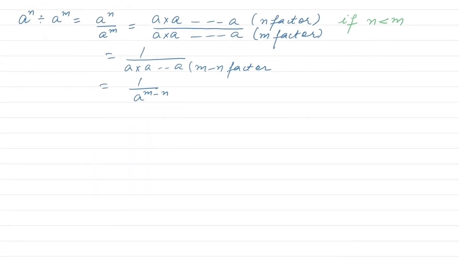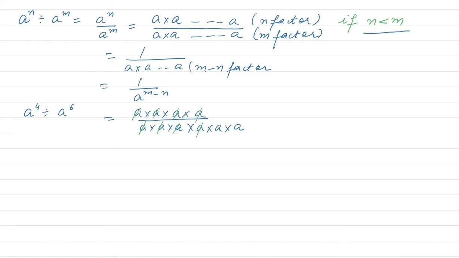We can understand this with one question. Let's assume a to the power 4 divided by a to the power 6. Here we can see that 4 is less than 6. So this can be written as a times a times a times a divided by 6 times you need to write a at the bottom, because a to the power 6 is in division form. Again, the numerator you can easily cut with the denominator. So 4 a's at the top will cut with the bottom, and left at the bottom is 2 a's, which can be written as a square, or a to the power minus 2. So this is the answer for this one.